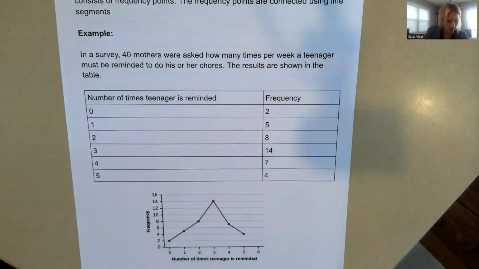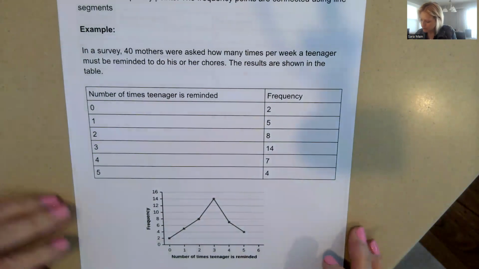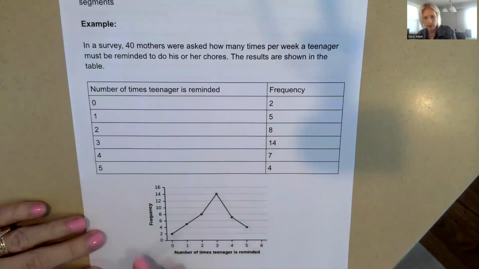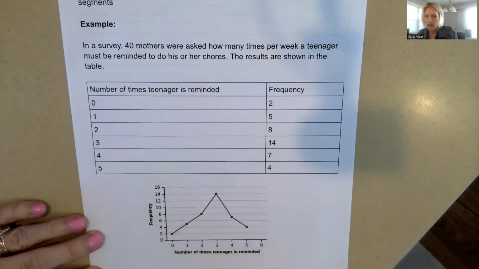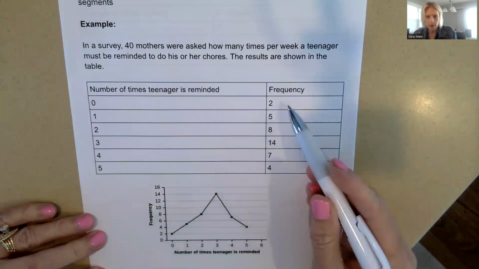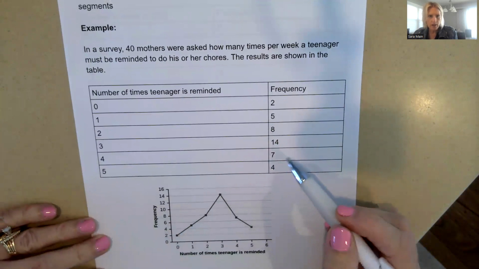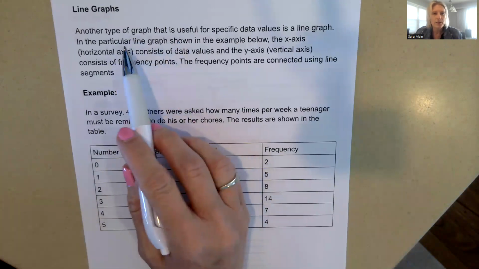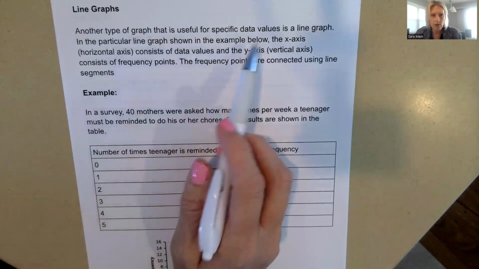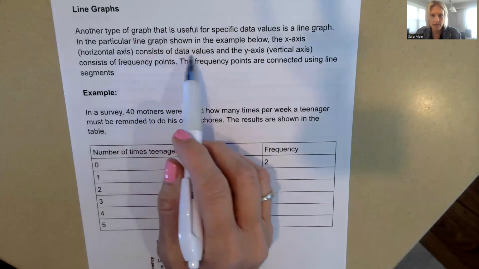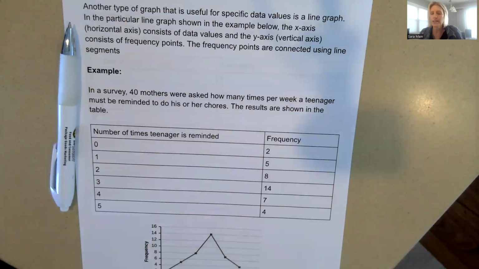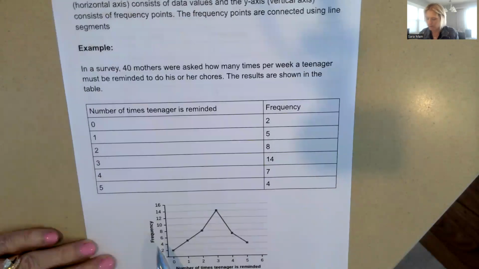The next type of graphs that we can make are line graphs. Line graphs are great for numerical data, quantitative data that goes from smallest to largest, and this is going to be using a frequency to make that. I want to show you in particular the line graph shown in the example below. The x-axis consists of data values and the y-axis is the frequency points. The frequency points are connected because they go from smallest to largest.